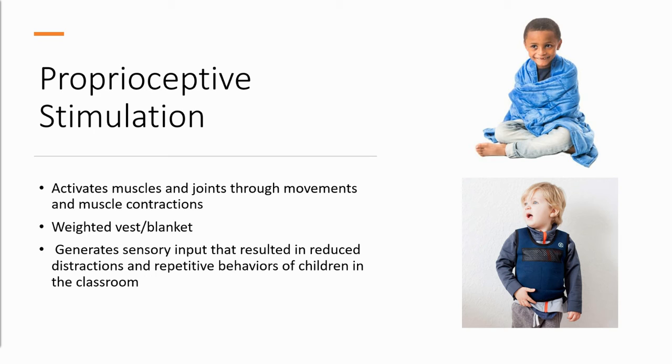Proprioceptive stimulation is the stimulation that activates muscles and joints through movements and muscle contractions. So you can provide this through a weighted vest or blanket, as you see in the photos. And this stimulation will generate sensory input that can result in reduced distractions and repetitive behaviors in the classroom or during sitting activities or just in general. And another way that you can provide this proprioceptive input is through encouraging the child to give themselves a hug and give themselves a squeeze, or giving them squeezes up their arm, just providing that stimulation to help them calm down.